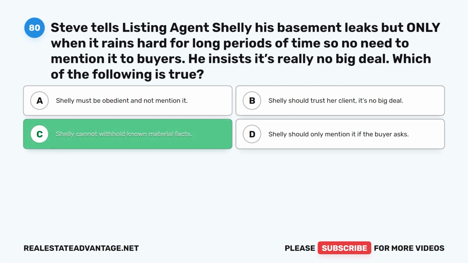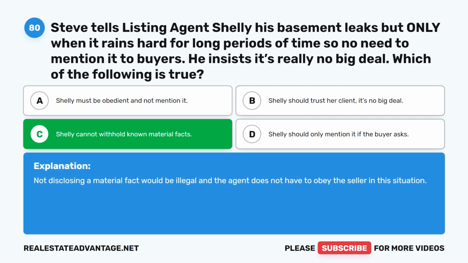The correct answer is C. Shelley cannot withhold known material facts. Not disclosing a material fact would be illegal, and the agent does not have to obey the seller in this situation.